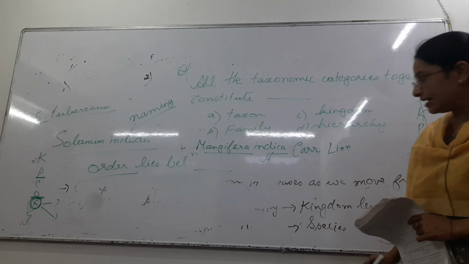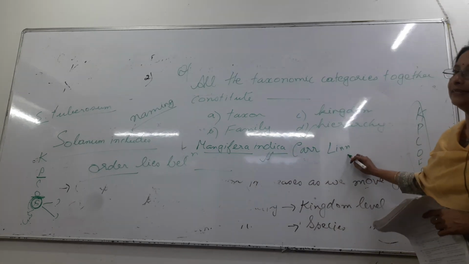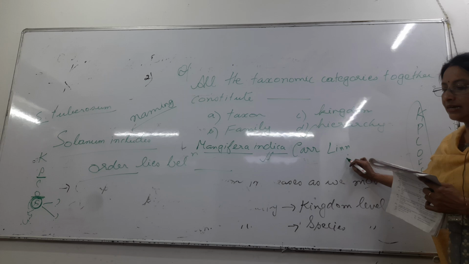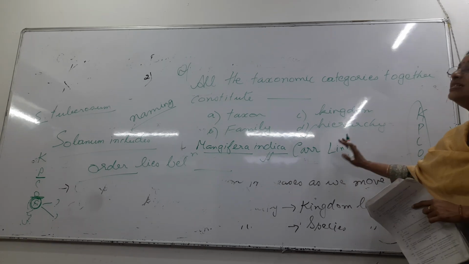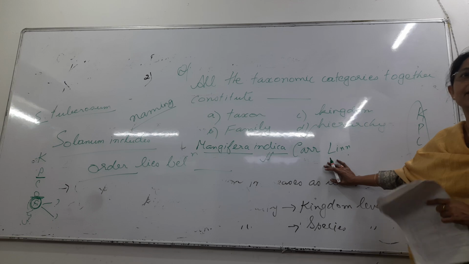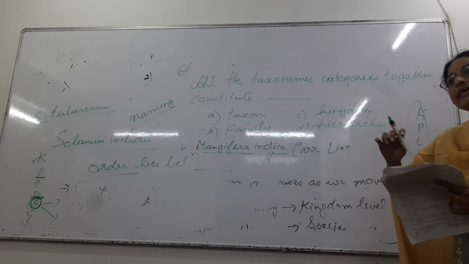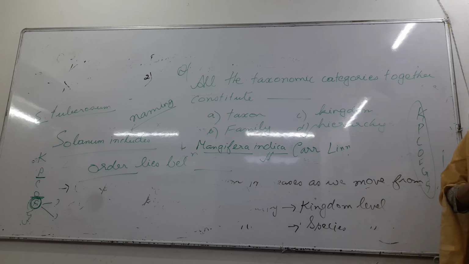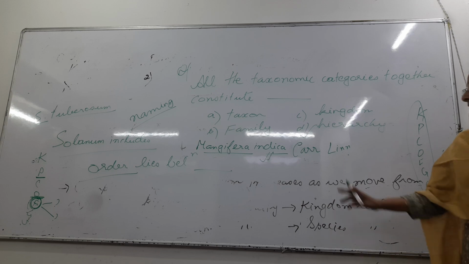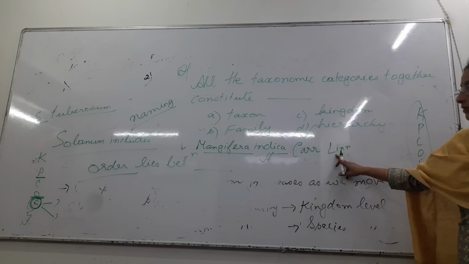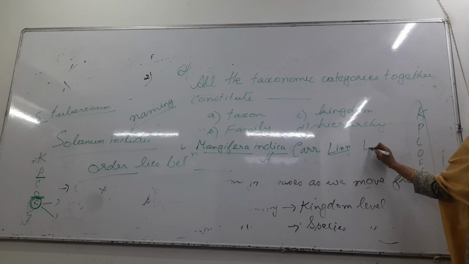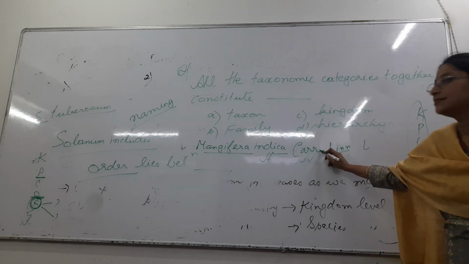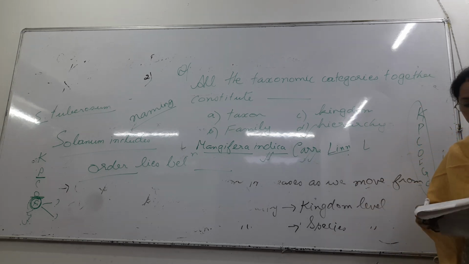Second option is Mangifera indica L. Third option is Mangifera indica, but since it is printed, it has to be in italics. This one is not in italics, so you have to think about the name. Since it is printed, first go for italics. Second, the name of the scientist or the author at the last, and in abbreviated form you can write it, but you cannot be writing the full form.